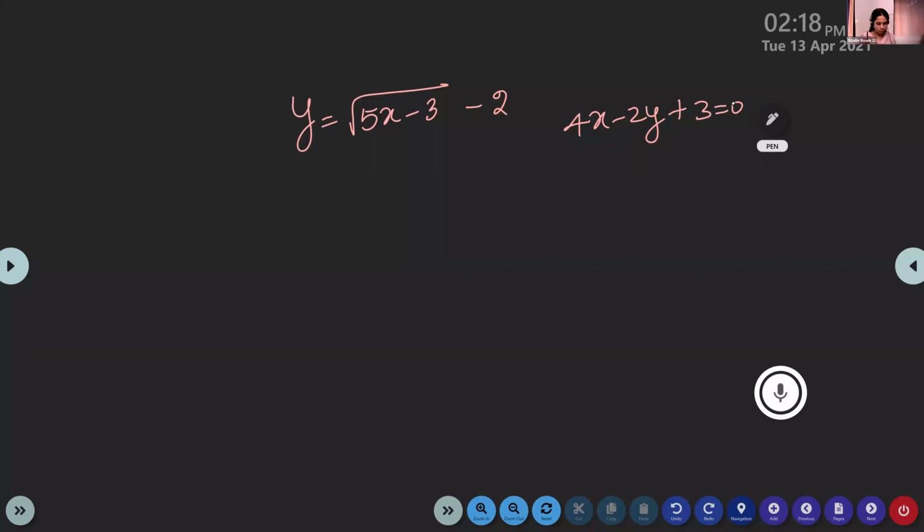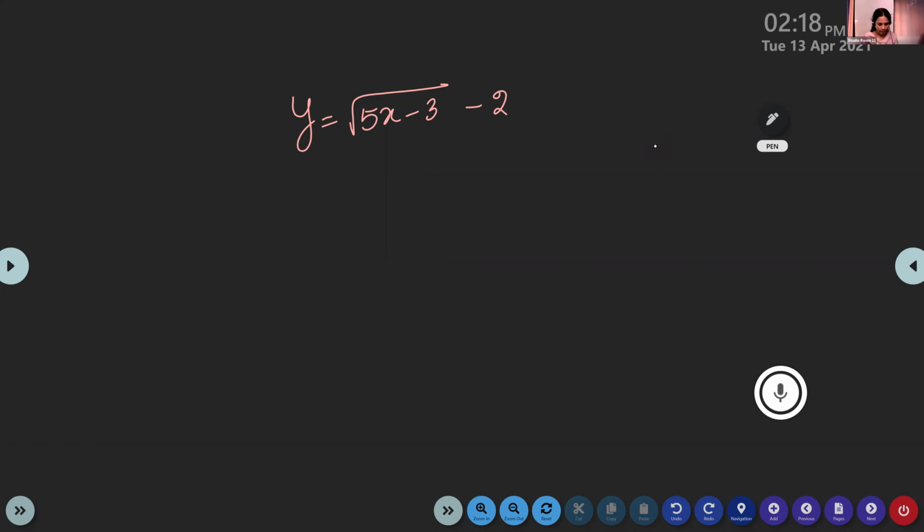Look at the question. We want to find the equation of the tangent to this curve. In order to find the equation of the tangent, we need one point and slope. Here the point is not given. If a point is given, we can find the equation of the tangent. Instead of a point, what is given? The tangent we are going to find is parallel to 4x minus 2y plus 3 is 0.